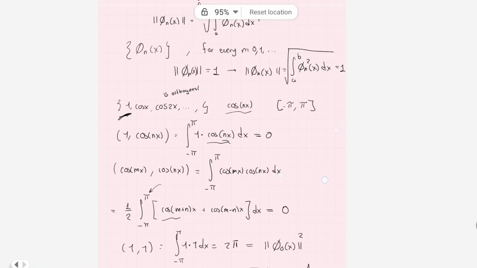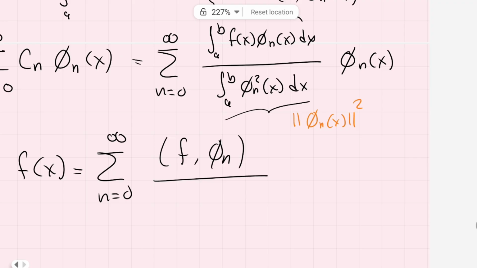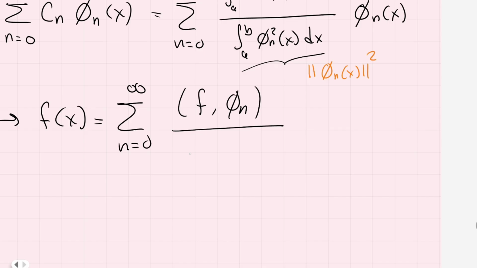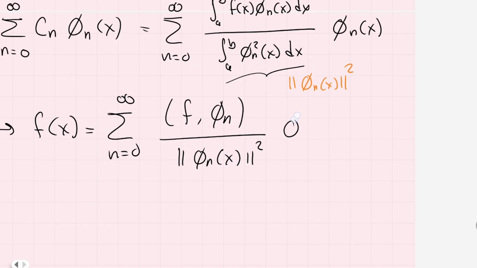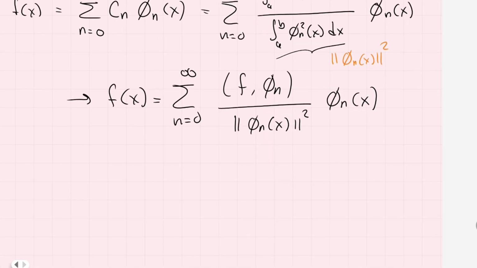Okay, we saw that the integral of the function squared dx is equal to the magnitude squared. So we can say that this is dividing the magnitude of phi n of x squared. And then this multiplies phi n of x. Perfect. So this will be like the final result of the video, showing that we can express a particular function f in terms of a sum of orthogonal functions, in particular a linear combination of orthogonal functions.